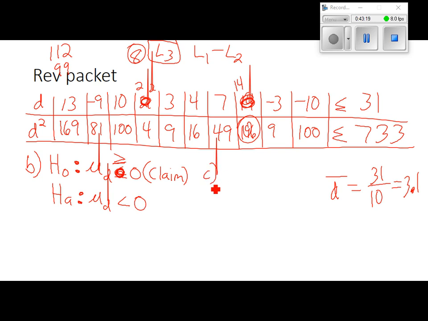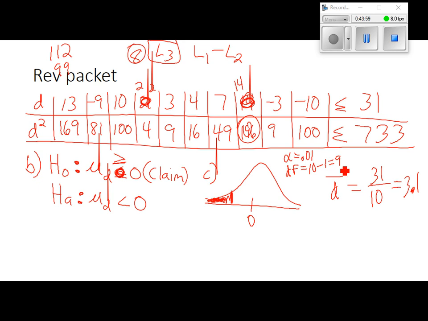Letter C. Letter C, we got to draw our little graph. Looking at our HA here. Left-tailed, right-tailed, or two-tailed? Left-tailed. For this one, we need our alpha. What's our alpha? 0.01, 1%. And we need our degrees of freedom. How many items did we have? 10 minus 1, which is 9.